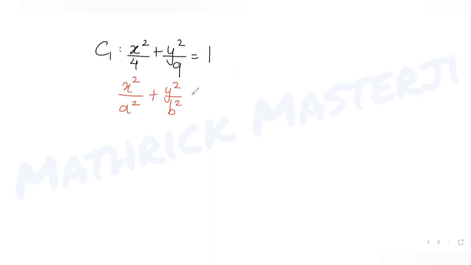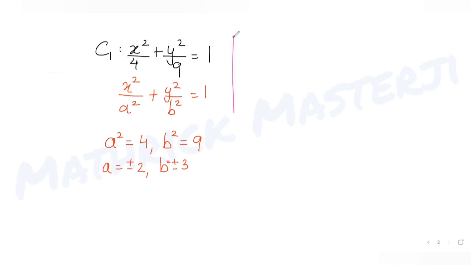First of all, I have my curve C1 given as x square over 4 plus y square over 9 equals 1. If I compare it with my general form of ellipse, x square over a square plus y square over b square equals 1, from here I get a square is 4 and b square is 9. That gives me a as plus minus 2 and b as plus minus 3.